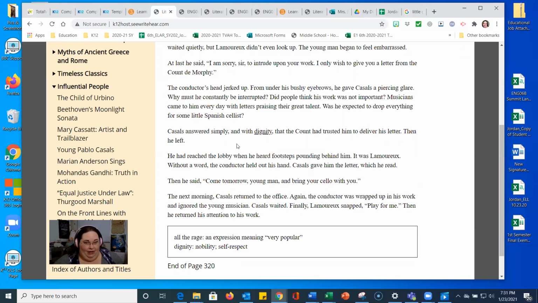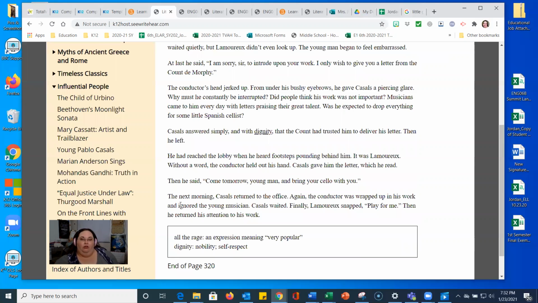Casals answered simply and with dignity, so nobility, self-respect, that the Count had trusted him to deliver his letter. Then he left. He had reached the lobby and heard footsteps pounding behind him. It was Lamoureux. Without a word, the conductor held out his hand. Casals gave him the letter, which he read. Then he said, "Come tomorrow, young man, and bring your cello with you."